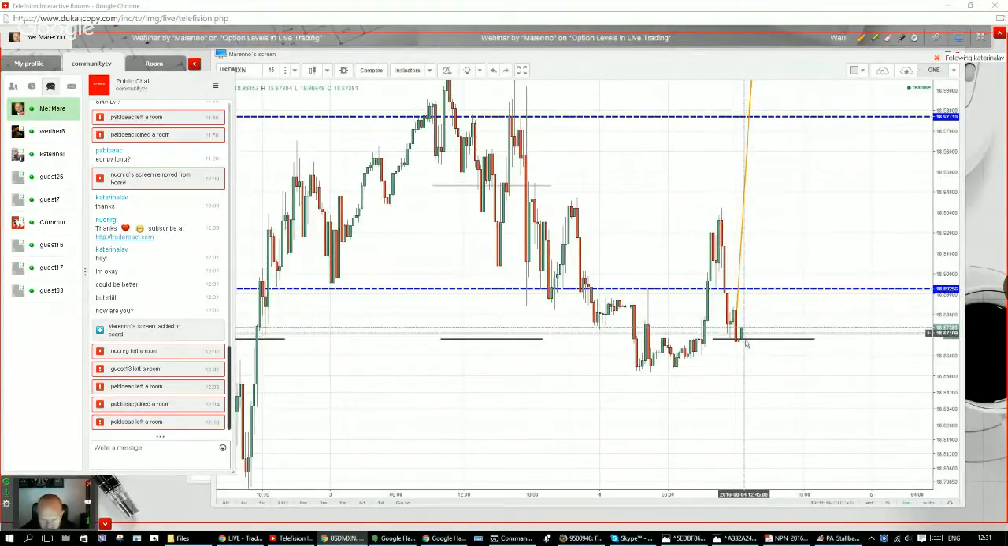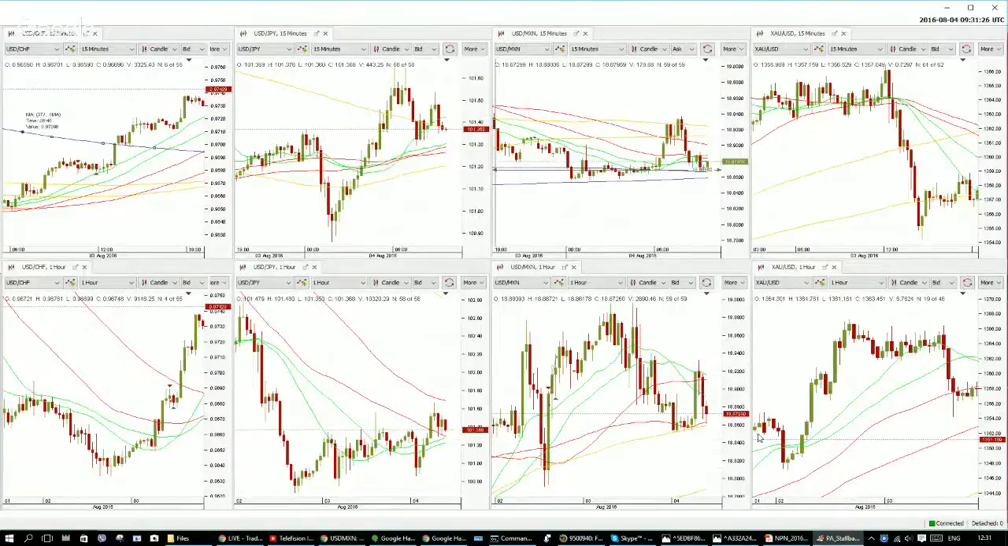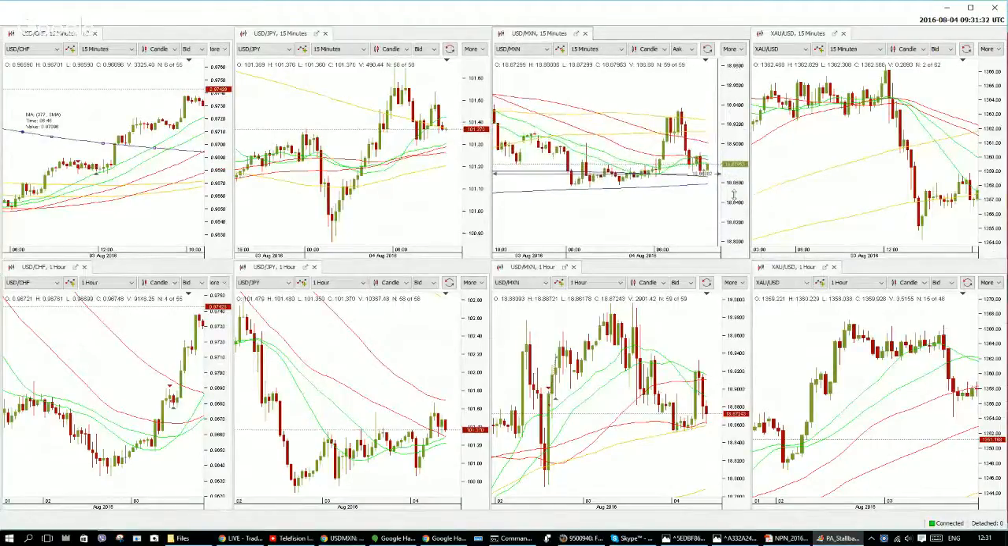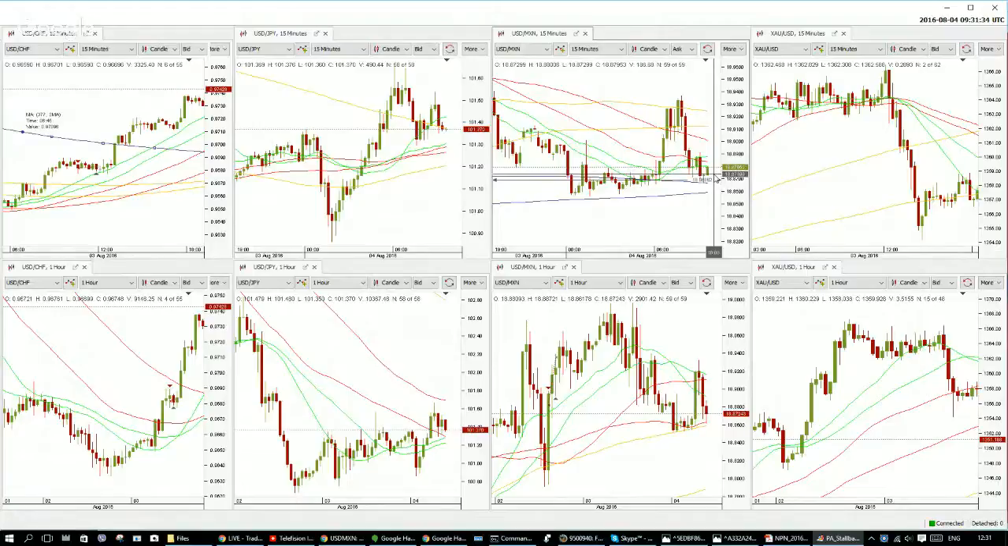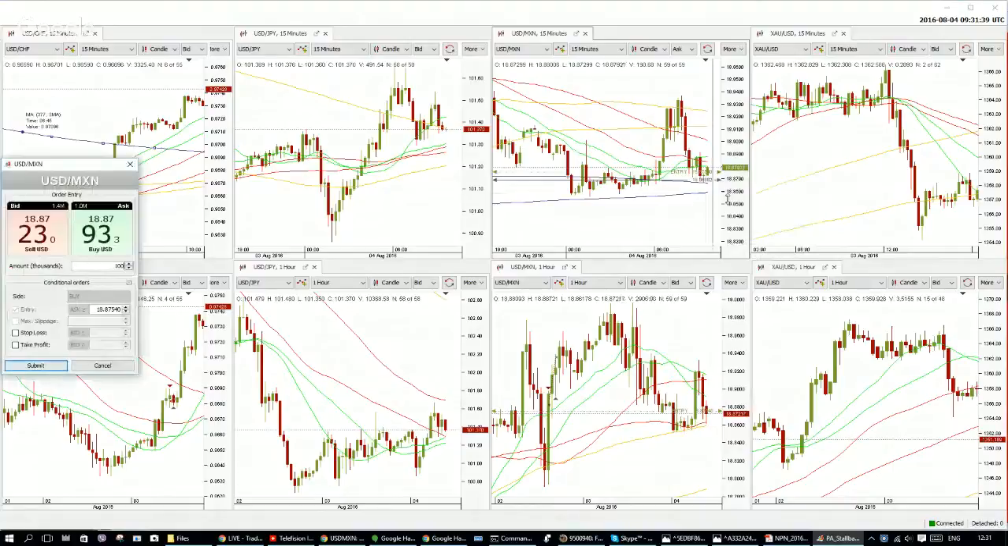At least we'll have a very short stop loss around this area here. So let me do it straight away. At least I'll place a limit order. Where is my Mexican? Okay. Buy limit. I will try to do it with a very, very short stop loss.